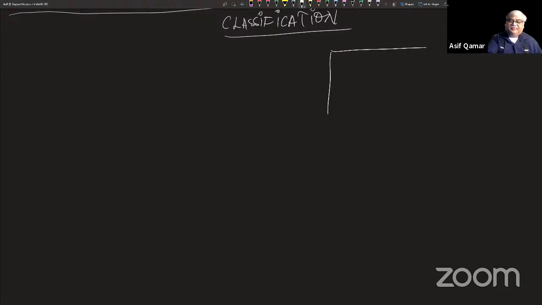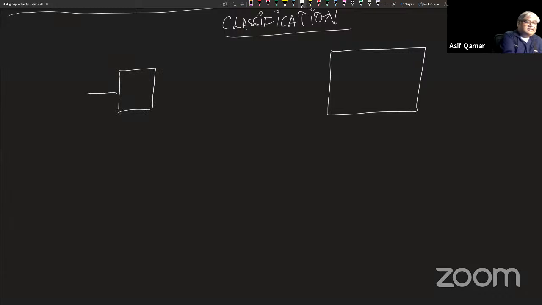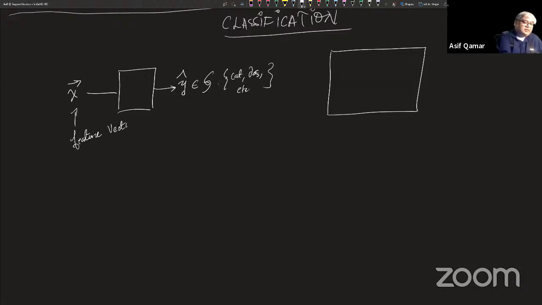So I'll write it in a little bit more formal way so that it remains. What happens is you have an X vector go in and what comes out is a Y hat, where Y hat belongs to some class G, such as cat, dog, etc. Some animal class, let us say. And this X is the feature vector.